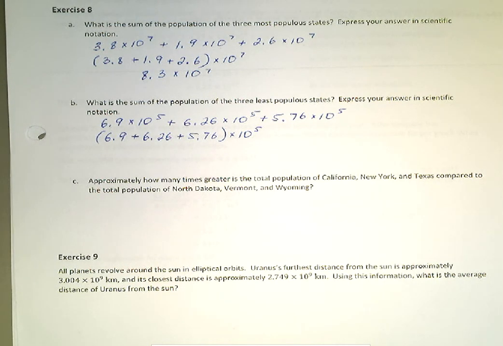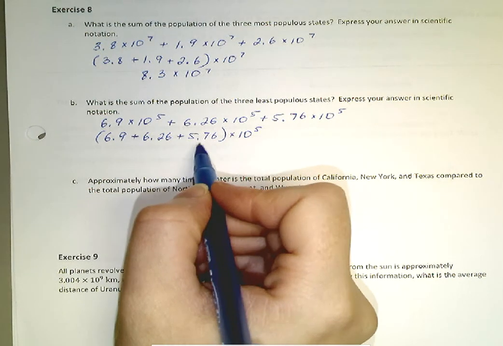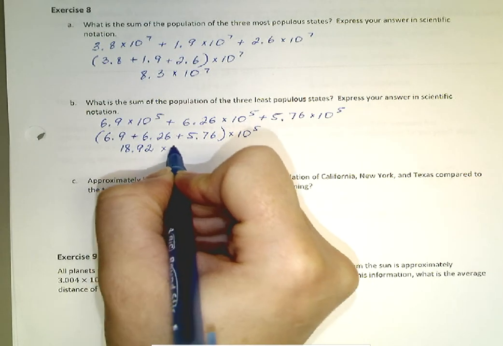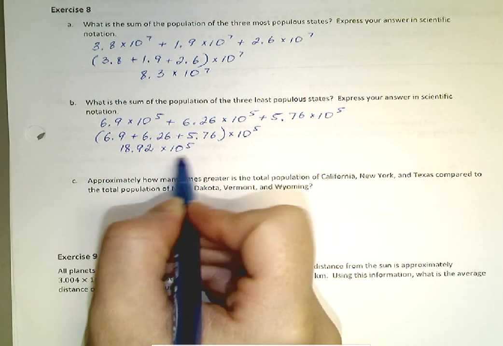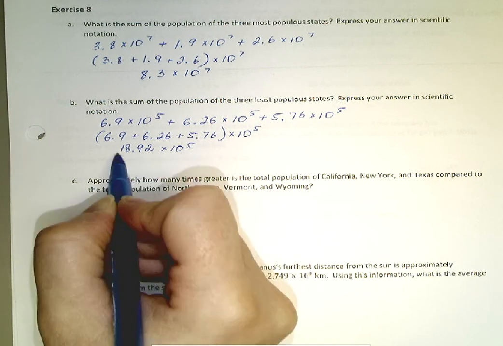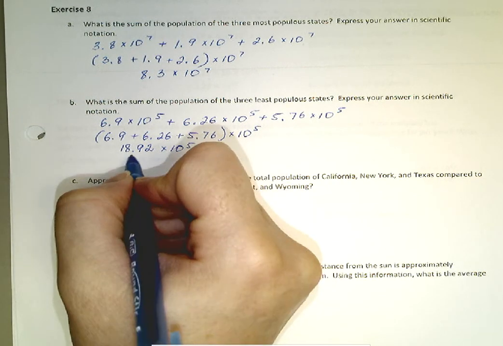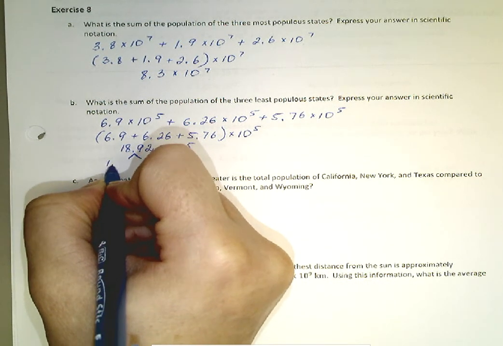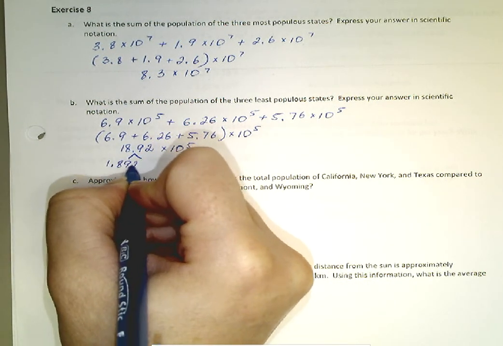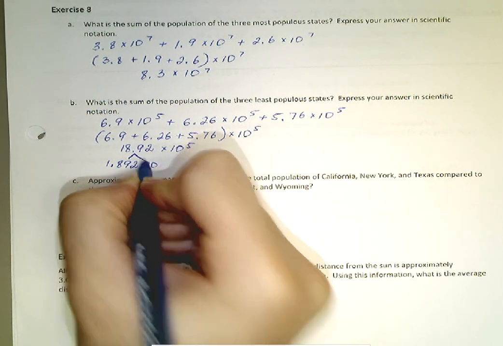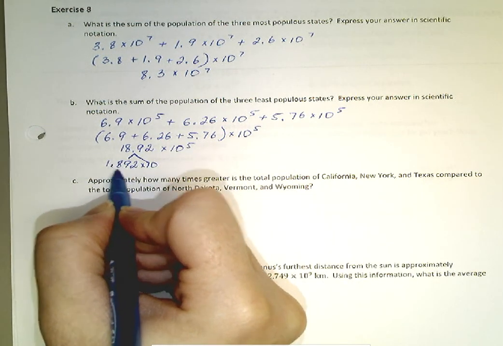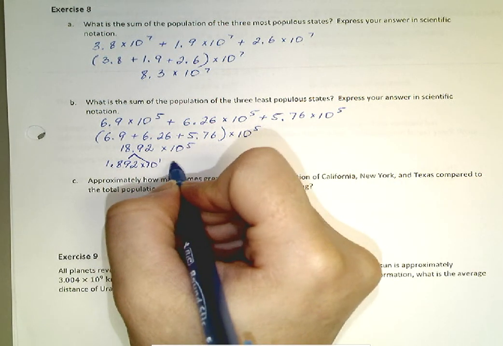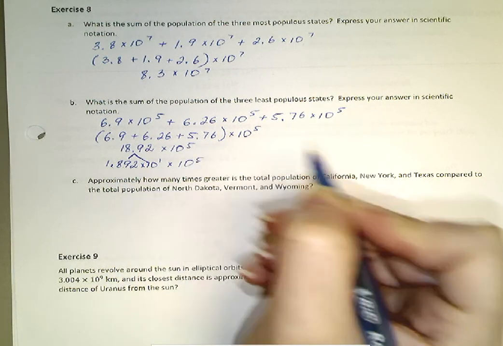Okay, so when I add these three numbers together, I will get 18 and 92 hundredths times 10 to the fifth. Is my number written in scientific notation? No, because 18 is more than a 10. I have to break it down or decompose it into 1 and 892 times 10. And since I moved my decimal over, it has to be to the power of 1, once times 10 to the fifth.